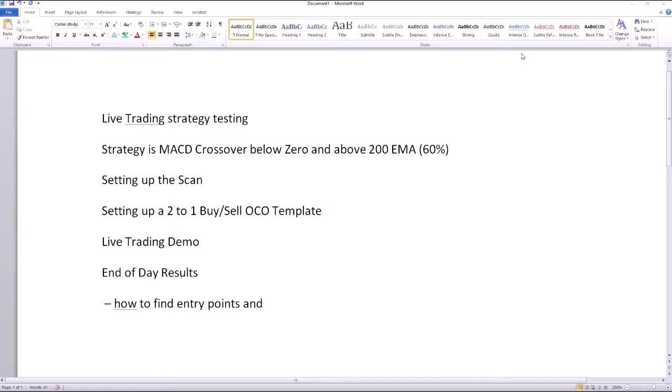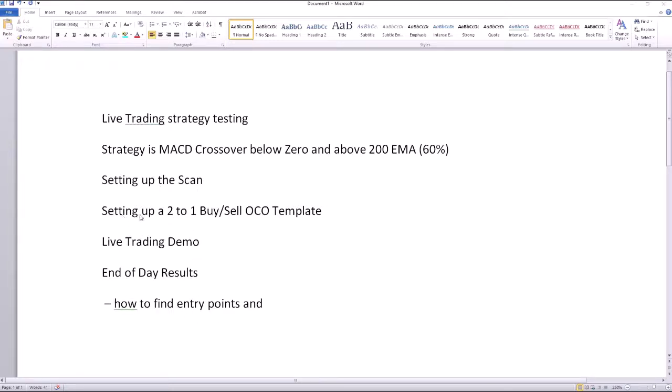This is Joey, and today, along with what I've been saying all along, we're going to do some live trading. Today we're going to test a live trading strategy. The strategy we're using is the MACD crossover below 0 and above the 200 EMA. I've seen many back tests that have shown it as a 60% or more win rate. I am going to show you how to set up a scan to actually find the entry points.